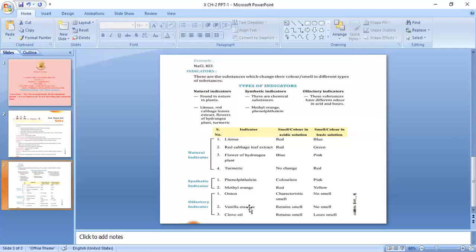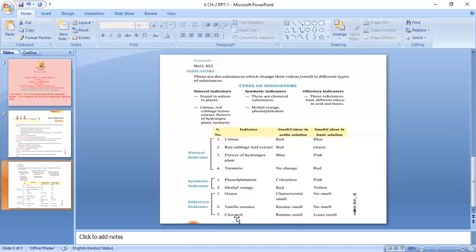Vanilla essence. Vanilla essence retains its smell in acidic solution. The smell of vanilla essence does not change in acidic solution. Whatever smell was earlier will be there in acidic solution also. In case of basic solution, we do not have any smell, neither of vanilla essence or any other characteristic smell.